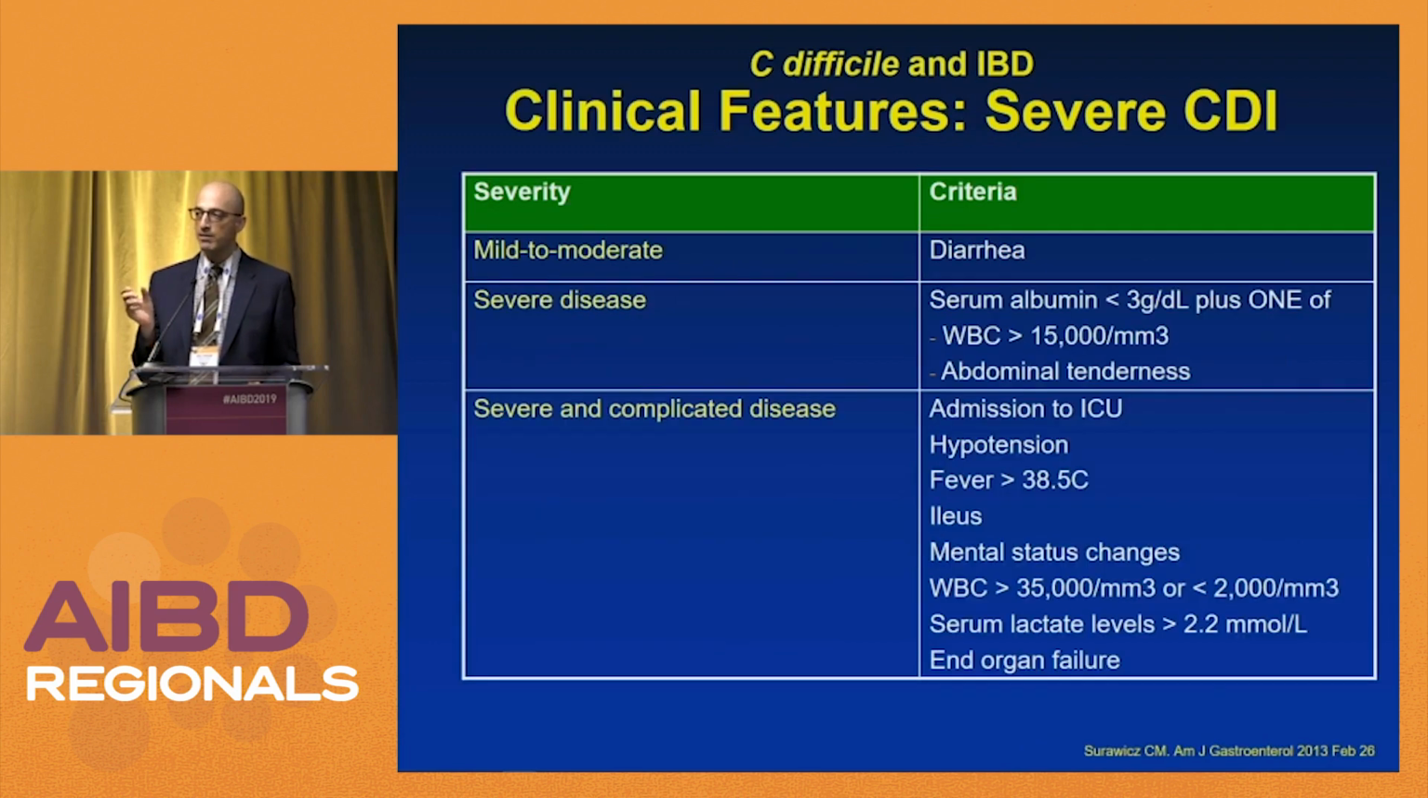We categorize C. diff into disease severity. Mild to moderate disease is patients with diarrhea alone, and moderate is patients with typically over 4 liquid bowel movements per day. Severe disease are patients with a low albumin plus either an elevated white count or abdominal tenderness on exam. And then severe and complicated disease are typically patients in the ICU who have hypotension or high fevers and signs of end organ damage.